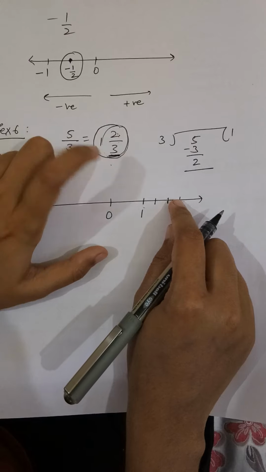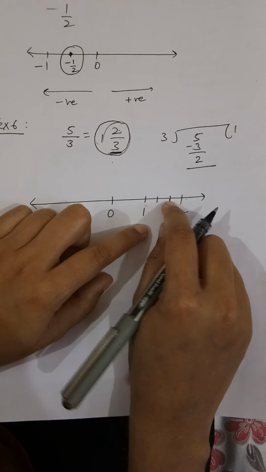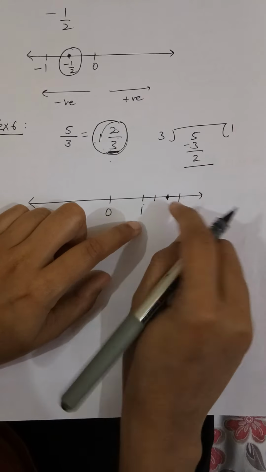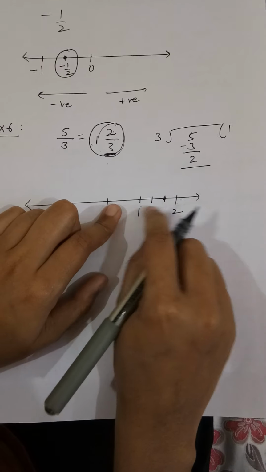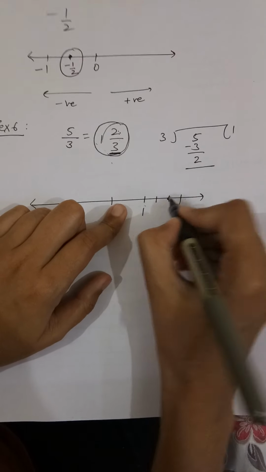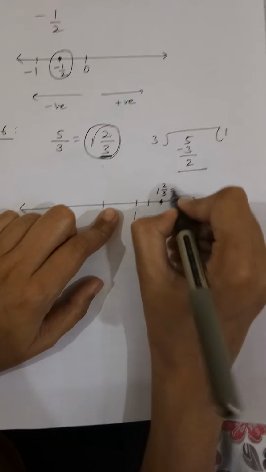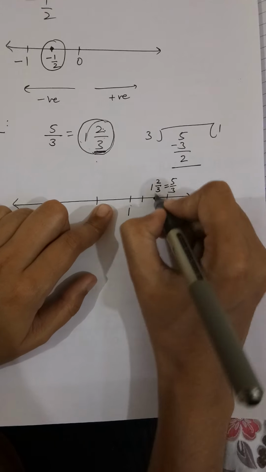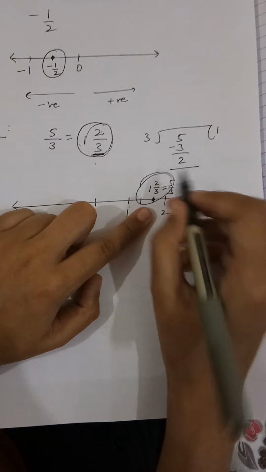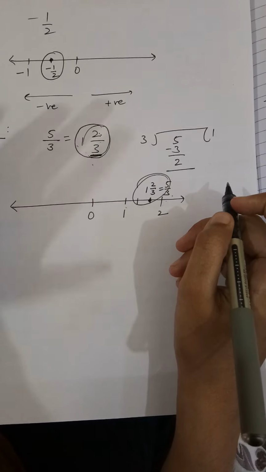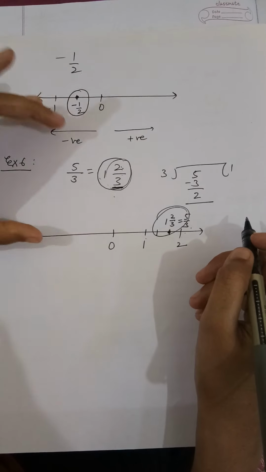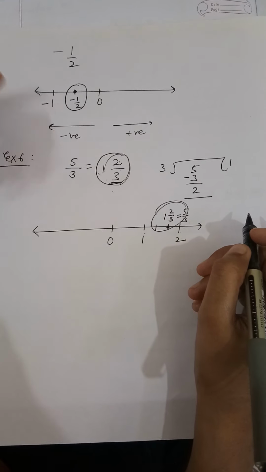Now this is what? 2 upon 3. So 1 and 2. So this is 2 upon 3. And after 1 it is there, so that means this point is 1 2 upon 3, and this 1 2 upon 3 means 5 upon 3. That's how you're going to represent 5 upon 3 on the number line, right? You will be able to understand more of these questions when we do them in the exercise.